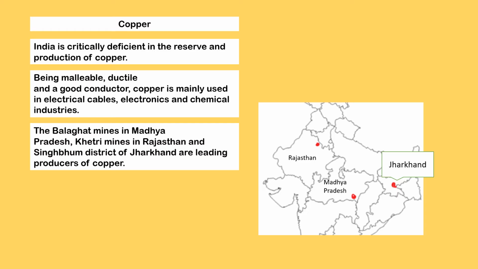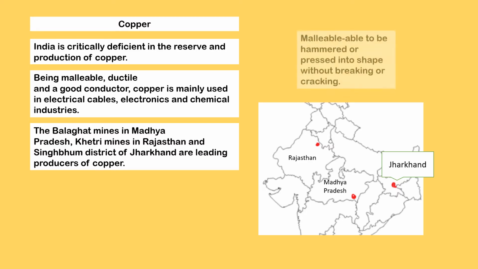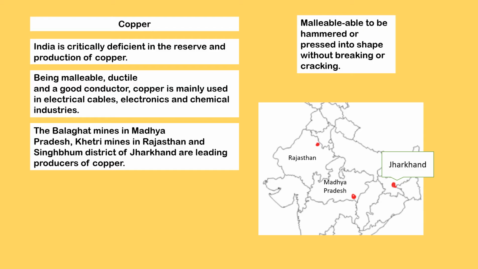India is critically deficient in the reserve and production of copper. Being malleable, ductile and a good conductor, copper is mainly used in electrical cables, electronics and chemical industry. We have learned about this term in other grades also. Malleable, you are able to hammer it and press it into different shapes, but it will not break, right? So now where are they located?